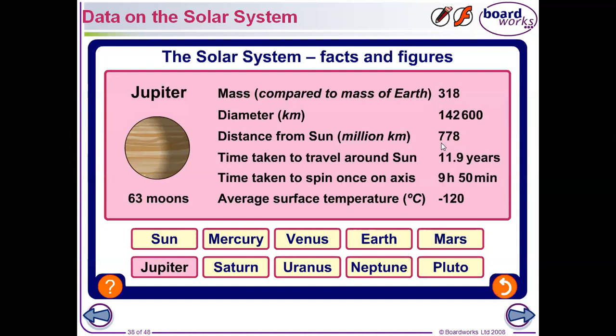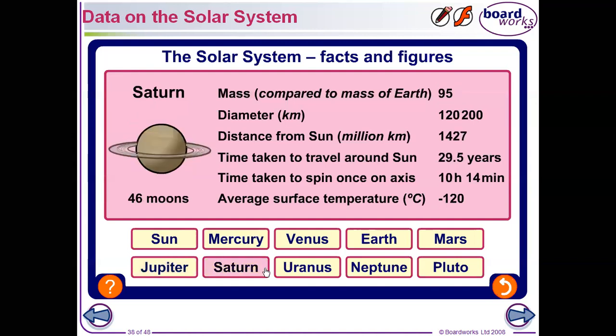Okay, the further a planet is from the sun, the longer it takes to move around the sun. And it takes just 9 hours and 50 minutes to spin on its axis, so it spins very fast. It means a day on Jupiter when compared with Earth is just 9 hours, 50 minutes. The average temperature is minus 120 degrees.